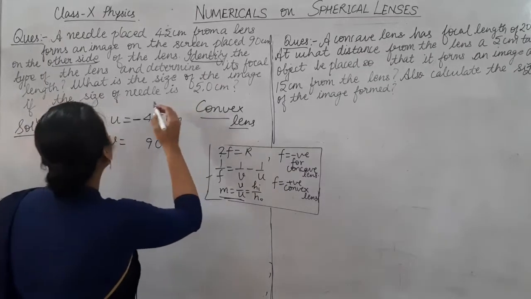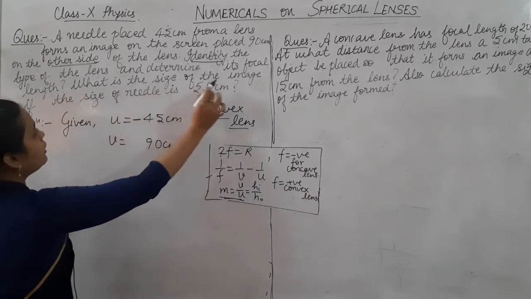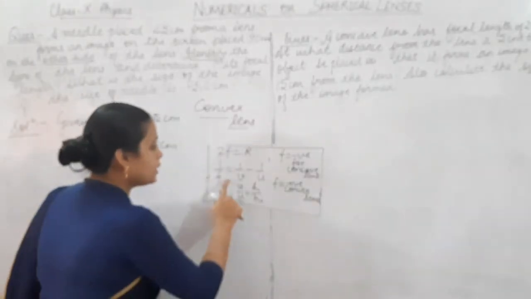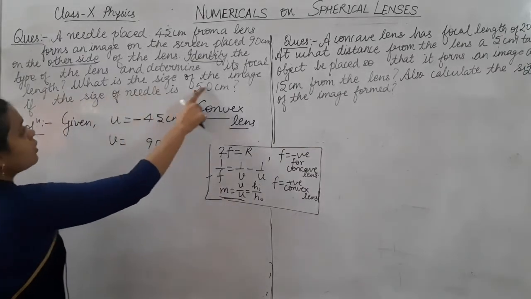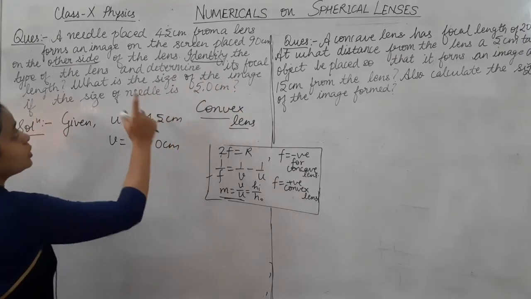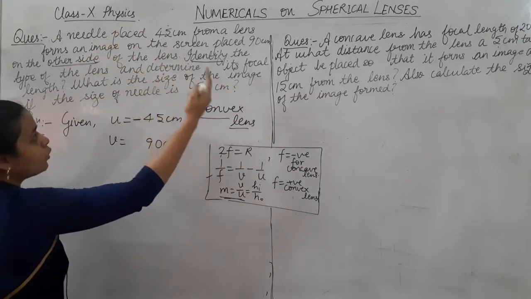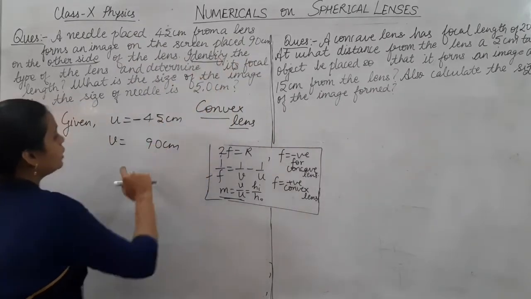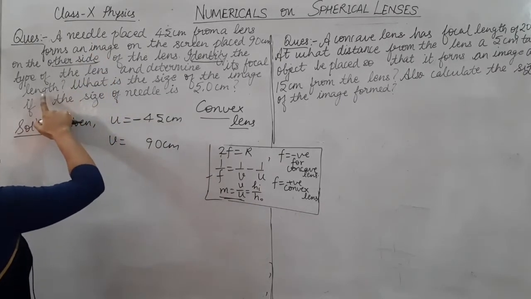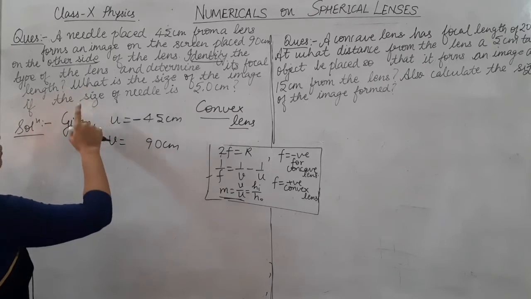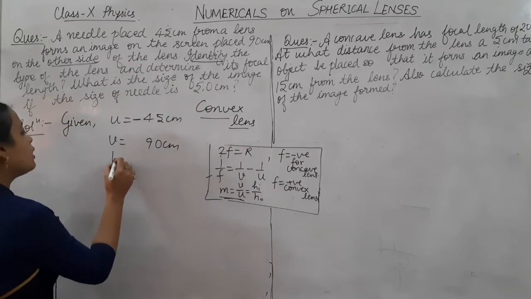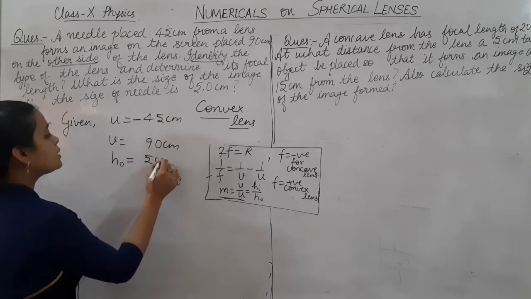What else is given in this question? Just see. Determine its focal length. With the help of these two data, we will be able to find the focal length using this relation. What is the size of the image? Whatever image of this needle is going to form on the screen at 90 centimeter, what will be the size of that image? We have to find the focal length and the size of the image, and the size of the needle is given here: HO will be 5 centimeter.